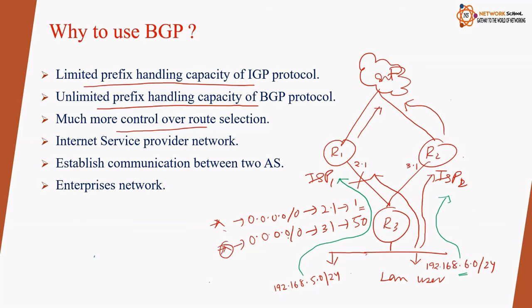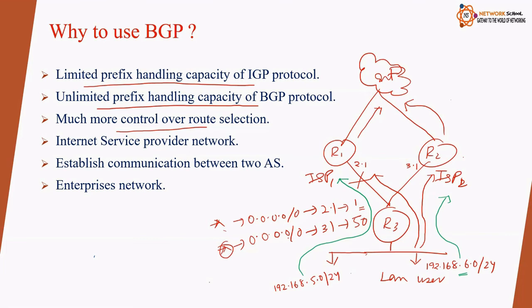So for this reason, we need a reliable protocol which can be used for accomplishing this task. Therefore we have more control over our route selection. Do not get into route selection in detail now; I will explain it when I cover the BGP attributes. Right now just remember that we use BGP because we have more control over route selection.